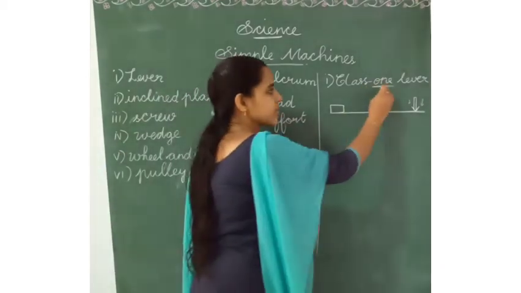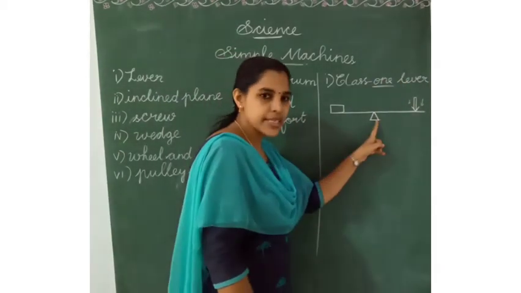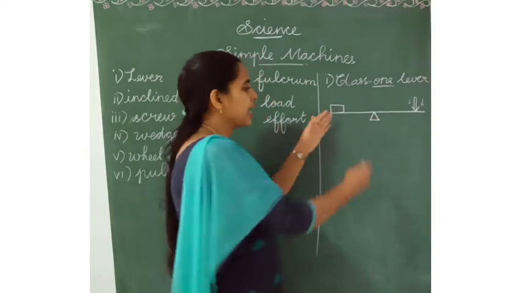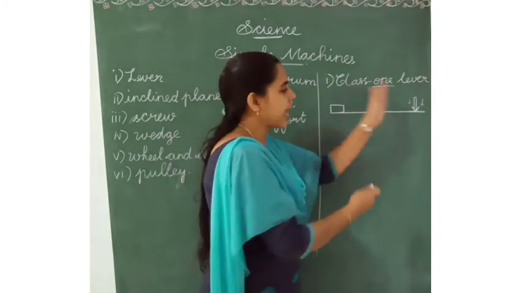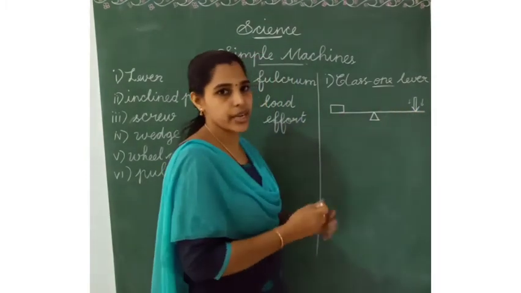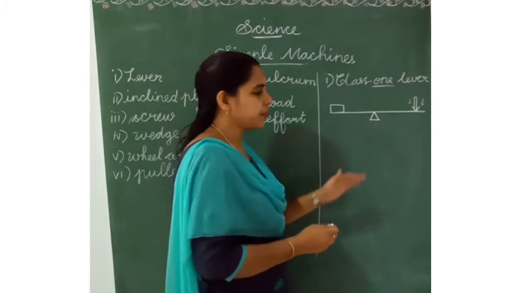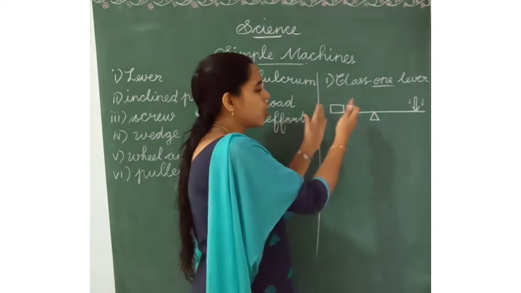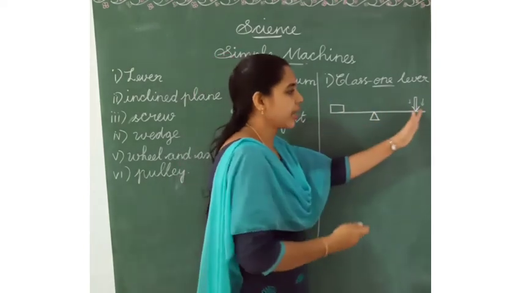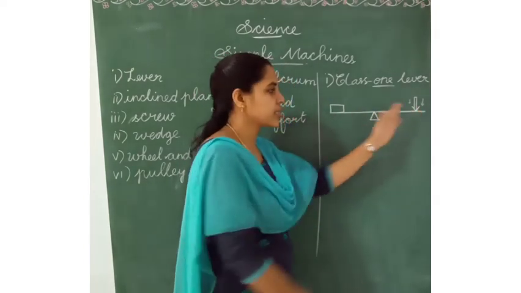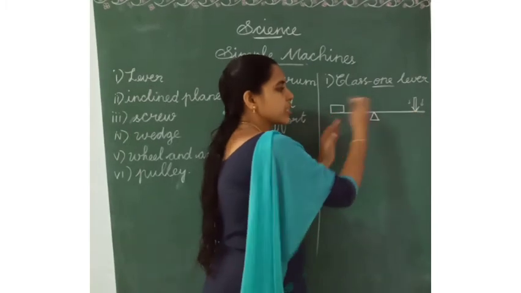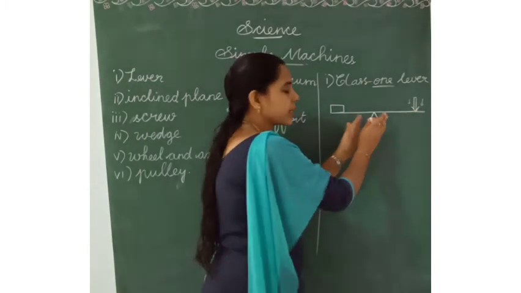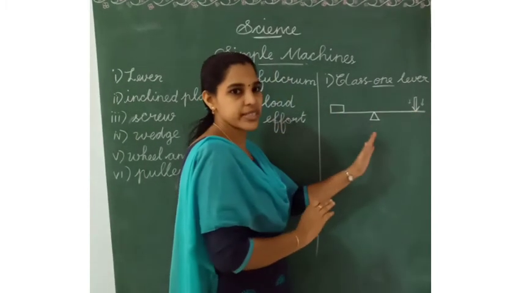So in class 1 lever, the fulcrum is in the middle of the lever, the load is at one end, and the effort is at the other end. Do you understand the structure? Load and effort can change in size, but the fulcrum will not change. It is a fixed point.